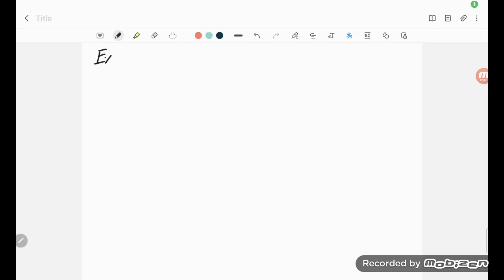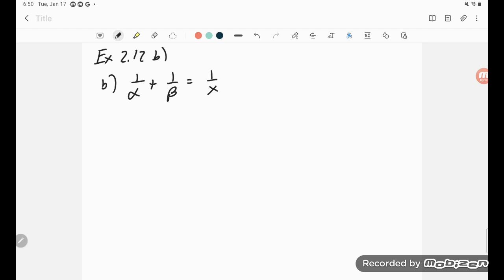Here is exercise 2.12b. And in B, we are asked to solve for x, and we're told we have 1 over alpha plus 1 over beta equals 1 over x.